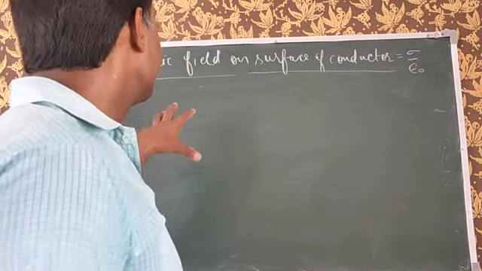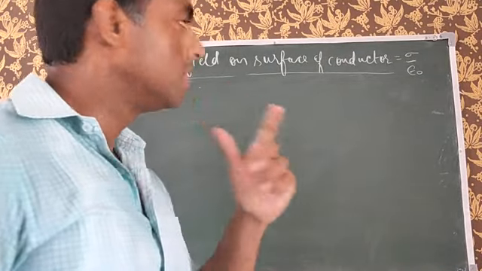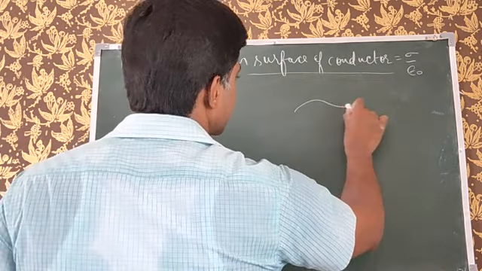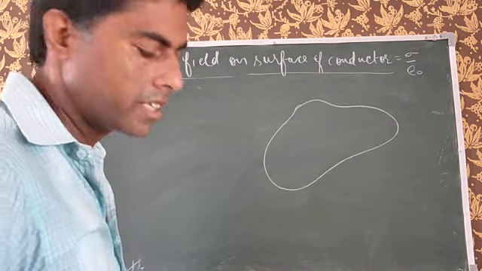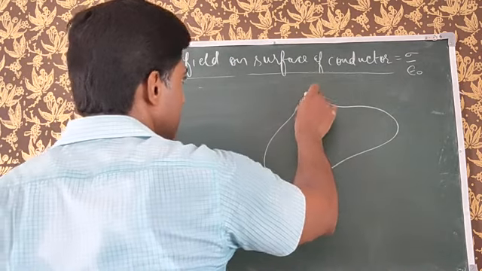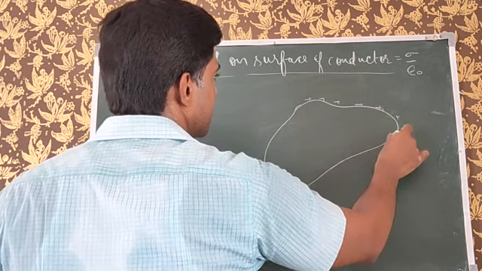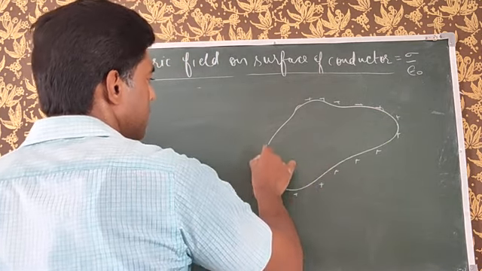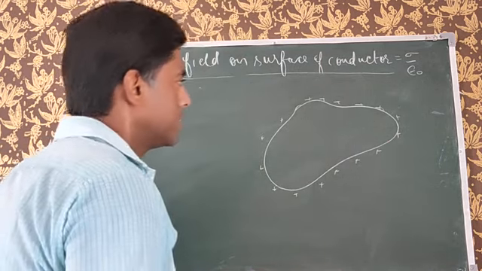Students, today we will prove that the electric field on the surface of a conductor is equal to sigma over epsilon naught. In order to prove this, let us consider a conductor which is placed in an external electric field. When a conductor is placed in an external electric field, electric charge appears at its surface. Inside the conductor, the electric field is always equal to 0 because no charge is present inside the conductor.